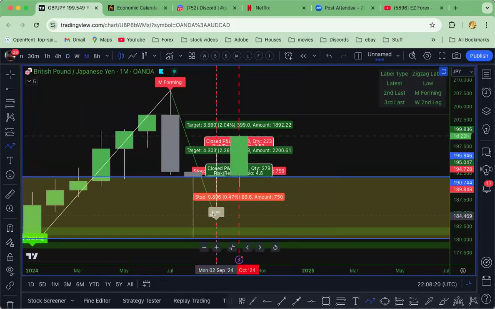Do you see it? When the monthly candle closes, what do you see the play is? You see the play now. That's way too low. Yeah, it's way too low. So you see the play.